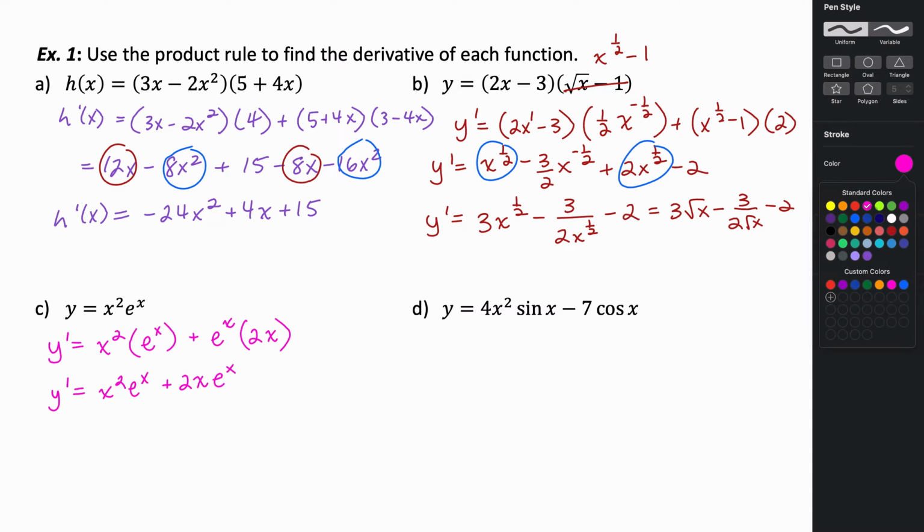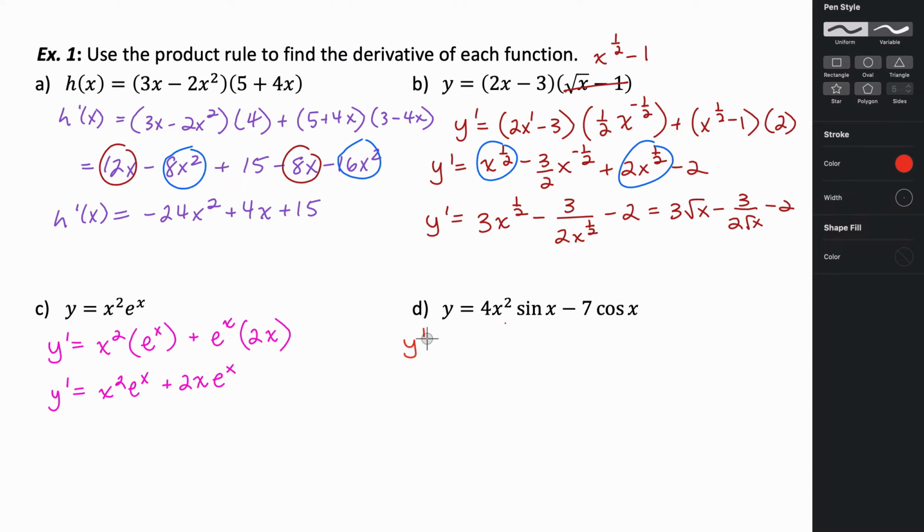Now this last one, we just have to use some of the rules that we know. Anytime you take a sum or a difference of two functions, it's just the sum or difference of their derivatives. So this derivative is just going to be subtracted from what we get after we do the product here.